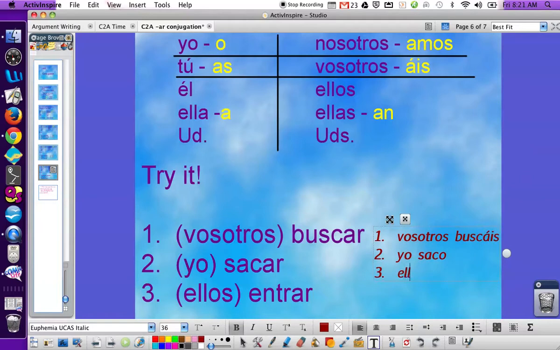And then number three, it's ellos, entrar. Entrar is a cognate. It does mean to enter, so I want to say they enter. I'm going to make my stem entr, and then I'm going to add my AN, entran, ellos entran. That's all there is to it. If you understand that, you are very good at AR conjugation. Memorize those endings, and you're going to be able to conjugate any regular AR verb you come across, whether you know its meaning or not.